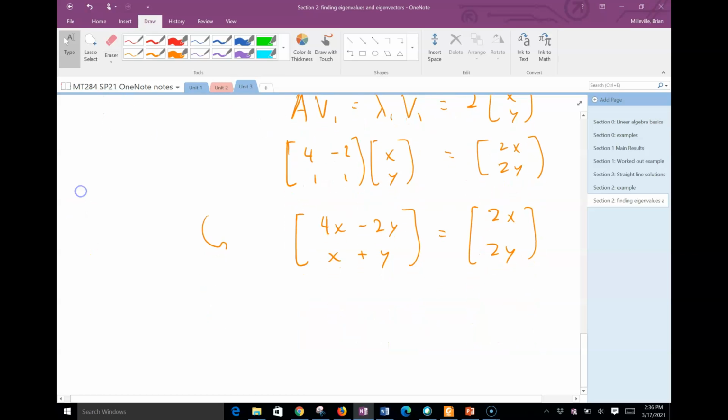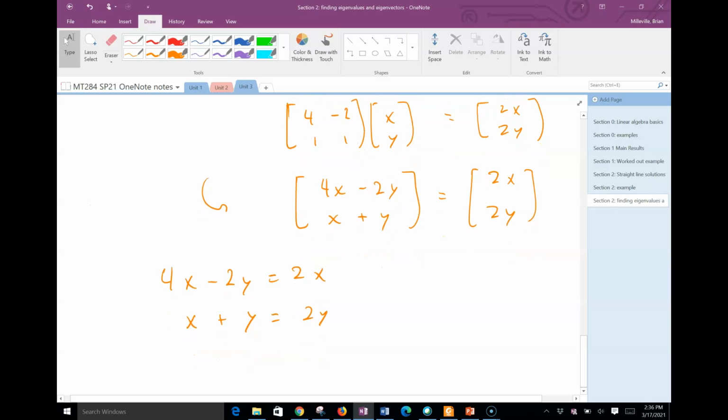Okay, from here, what we're going to do is just set each component equal. So 4x minus 2y is equal to 2x, and x plus y is going to equal 2y. Now, this system is going to help us determine what the corresponding eigenvector is to the eigenvalue lambda 1 being 2. This happens in different ways for different matrices, but this system of equations is going to determine what the possible eigenvectors could be. All right, let's see what happens in this case.